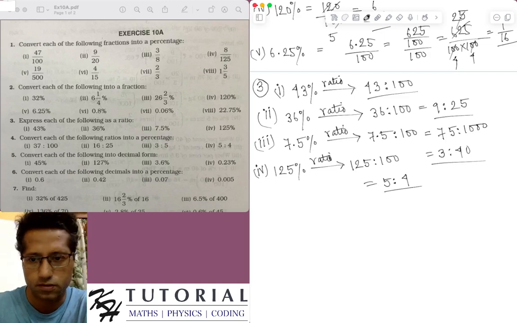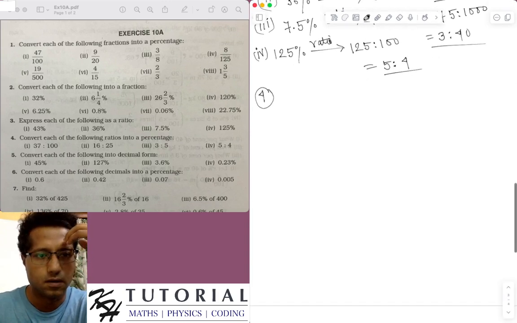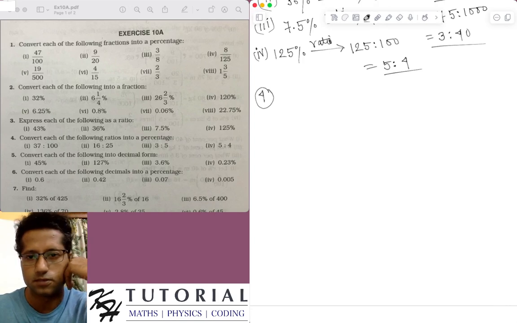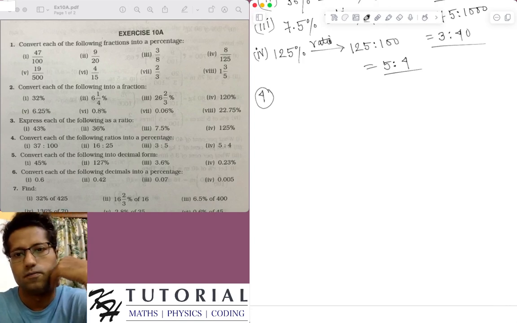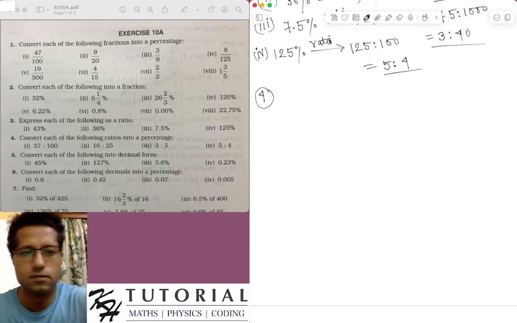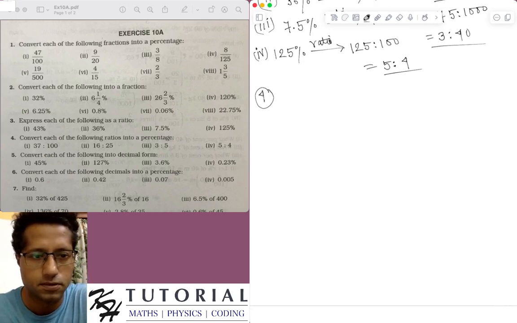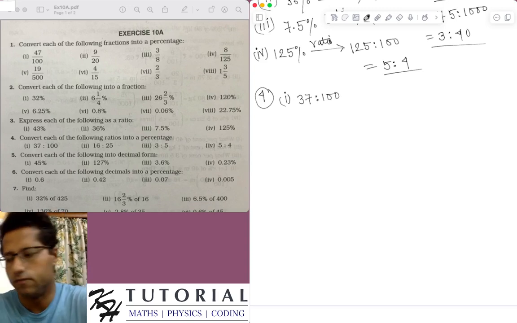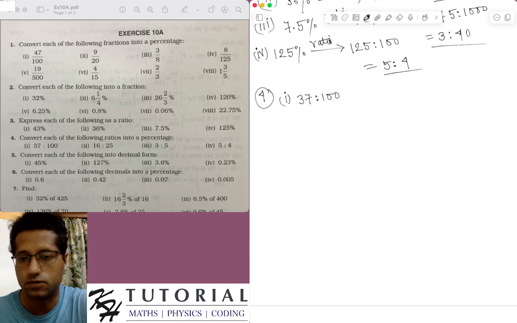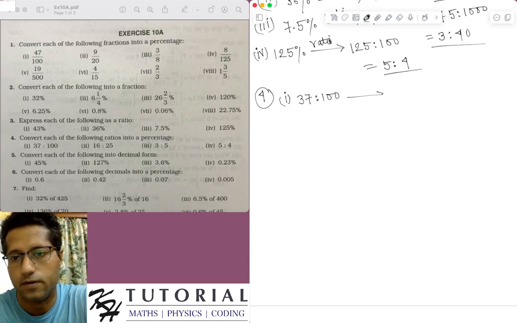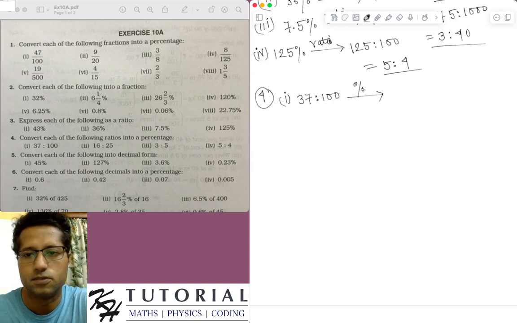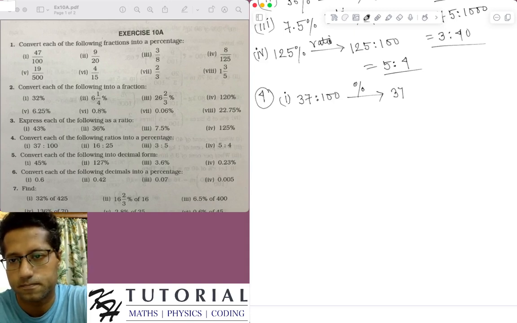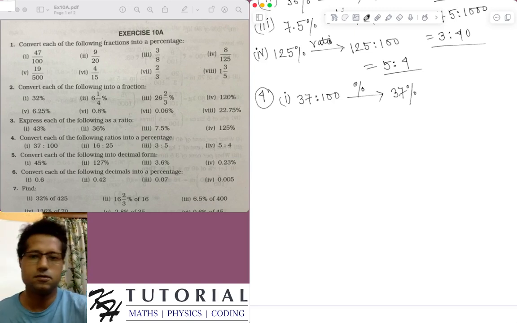Okay, let's do question number 4. Convert each of the following ratios into a percentage. This is the reverse process of problem 3. We have to convert a given ratio into a percentage. The ratio given is 37 is to 100. If the second term in the ratio is 100, we can immediately say that the percentage is the first term.